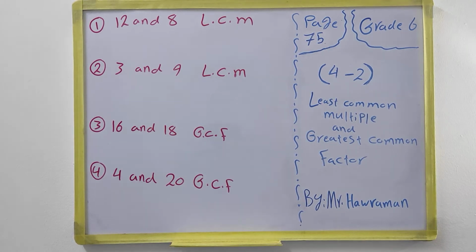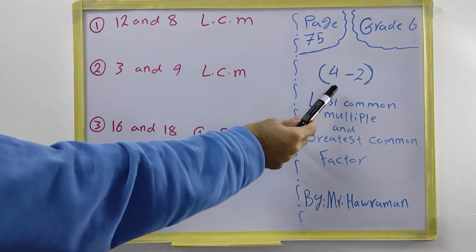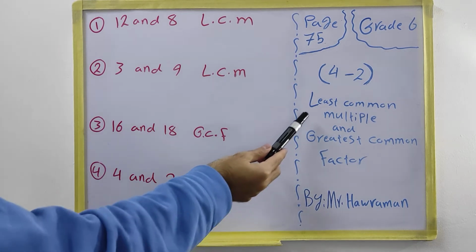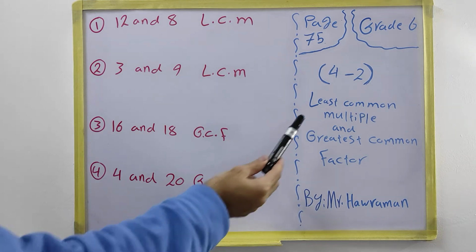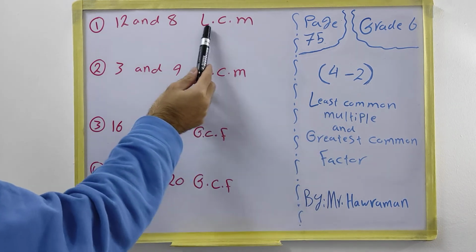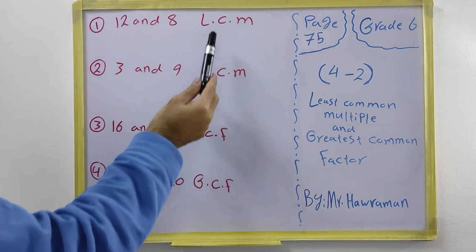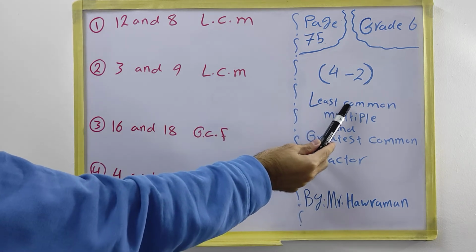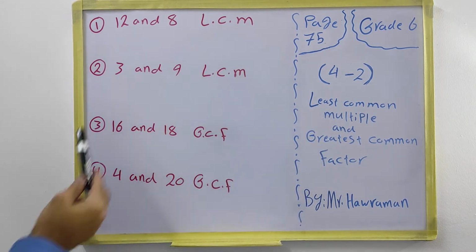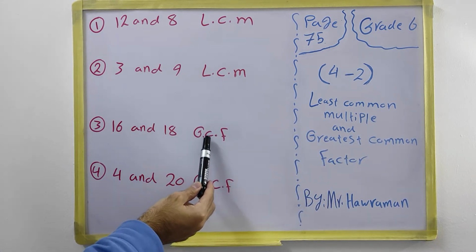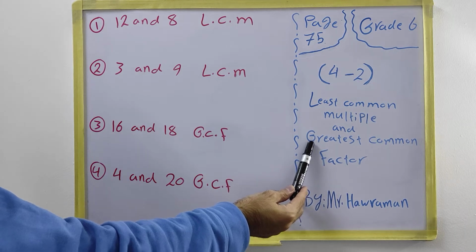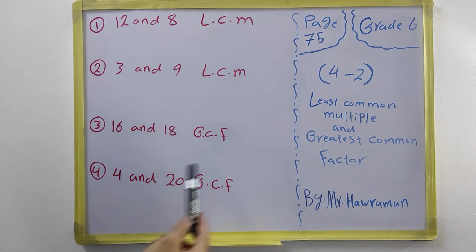Hi everyone, in this video for grade 6 we have page 75, chapter 4, section 2, which is about least common multiple and greatest common factor. Least common multiple, we write it as LCM, the first letters of least common multiple, and greatest common factor, we write it as GCF, the first letters of greatest common factor. How can we find each one of these between two numbers?